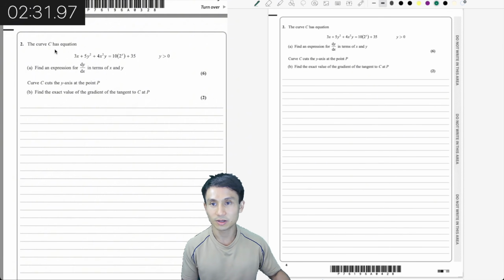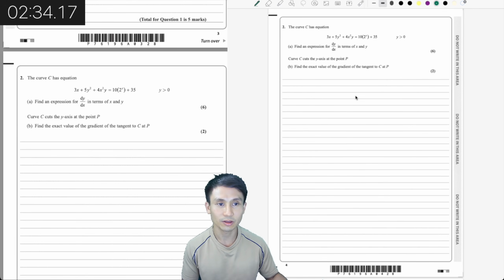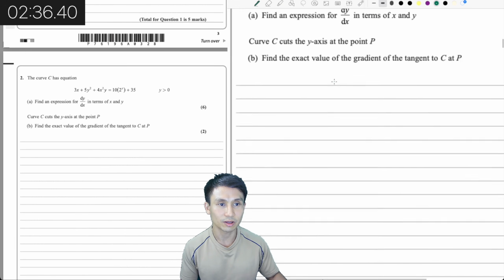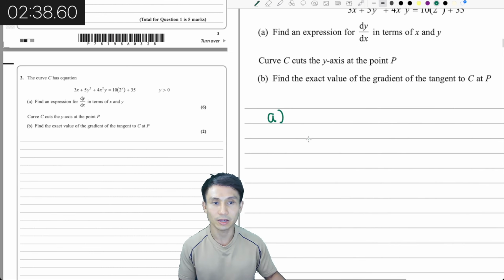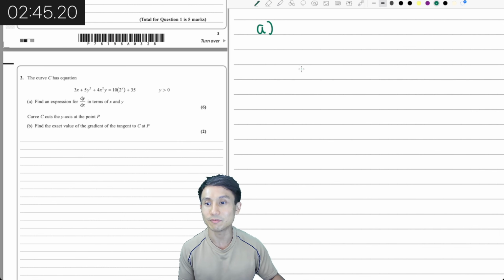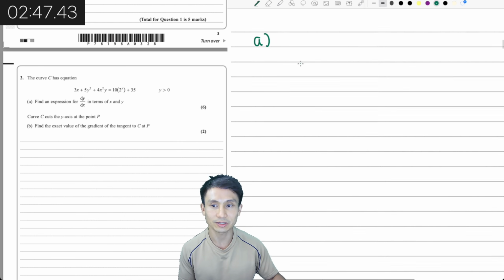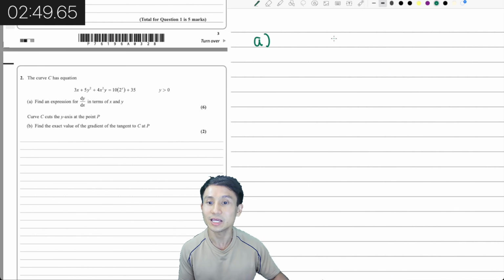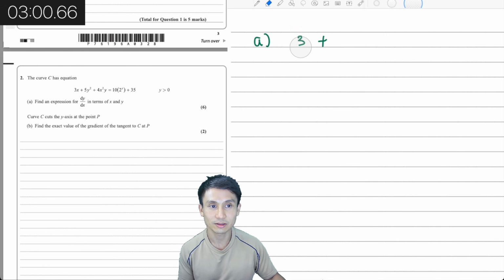Question 2. Okay, let's use this area here. So part A: find the expression for dy by dx in terms of x and y. All right, so this is implicit differentiation. So we're going to differentiate each term. Note down that there might be a chain rule. Okay, so differentiating 3x with respect to x, we get 3.